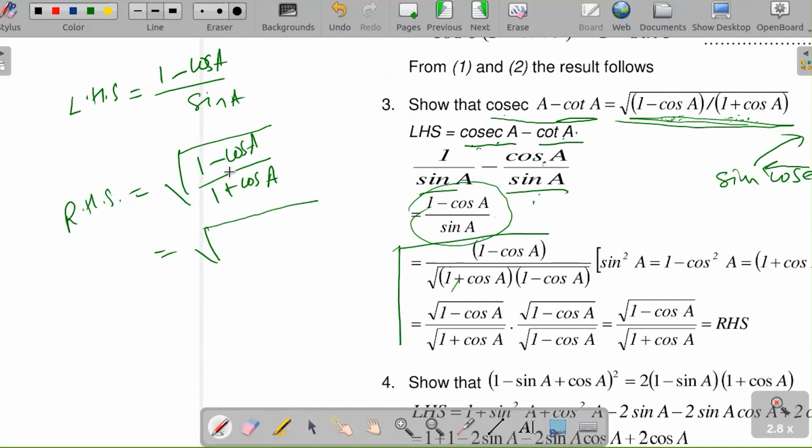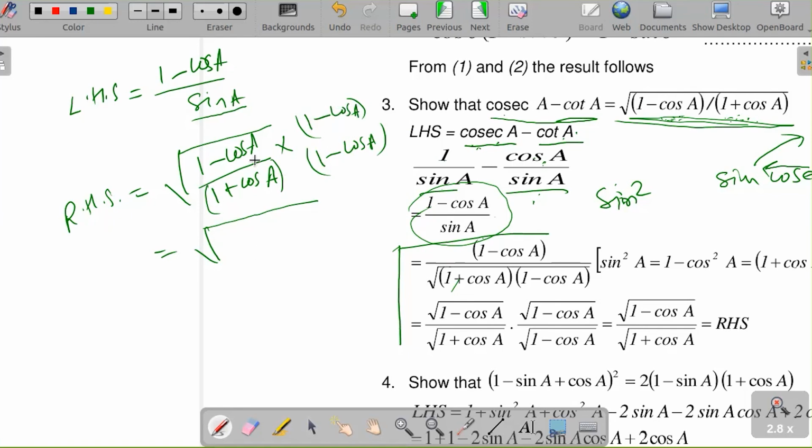So 1 minus cos A by 1 plus cos A. What we can do here is multiply with something. But what something? You have to think. We have to bring sine A. So how will sine A come? There is a relation between sine and cos, but in squares. So how will squares come? There is 1 plus cos A. If you multiply with 1 minus cos A, and here 1 minus cos A, obviously we have to multiply the same up and down.